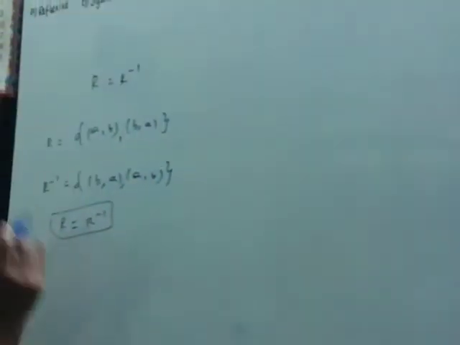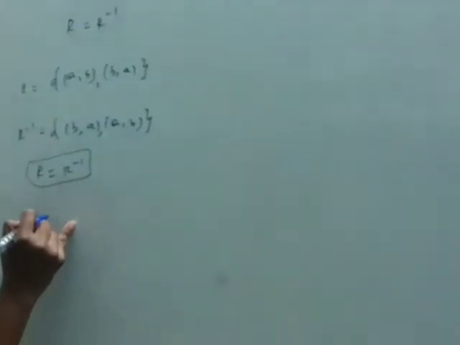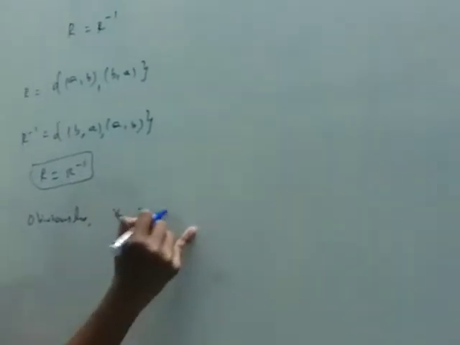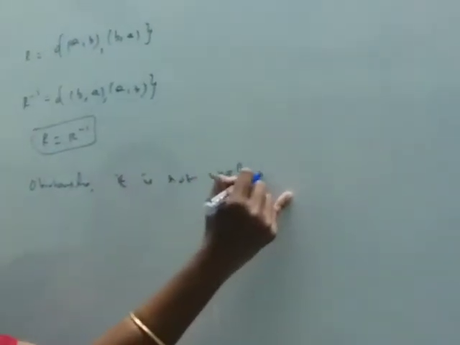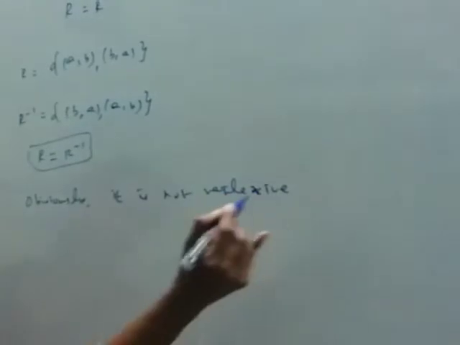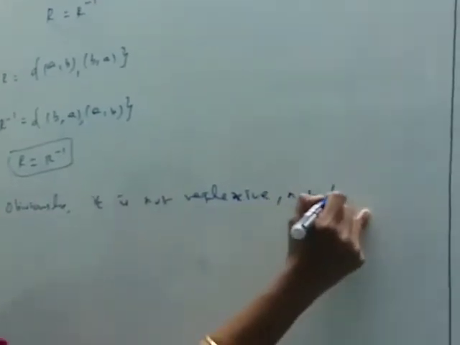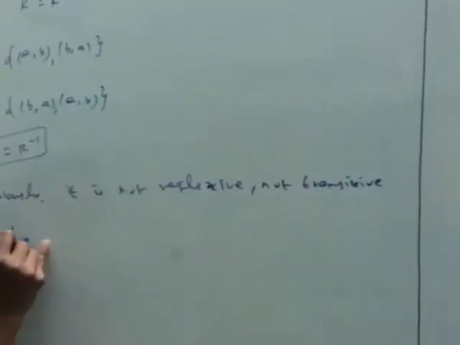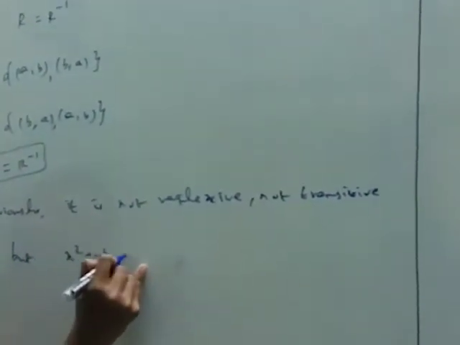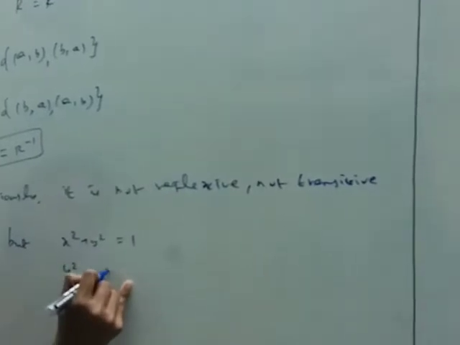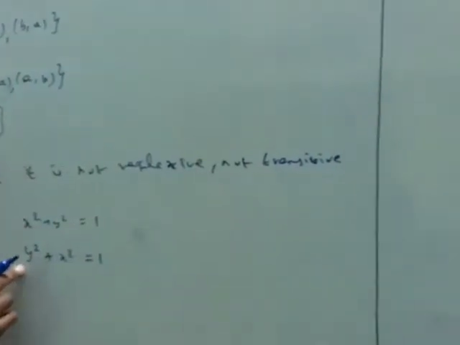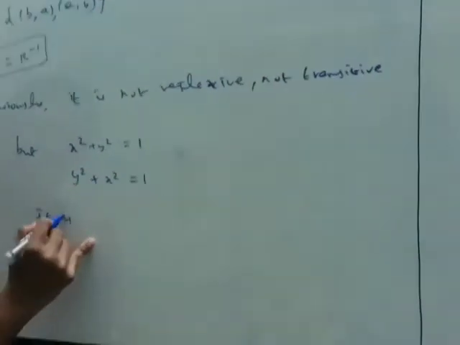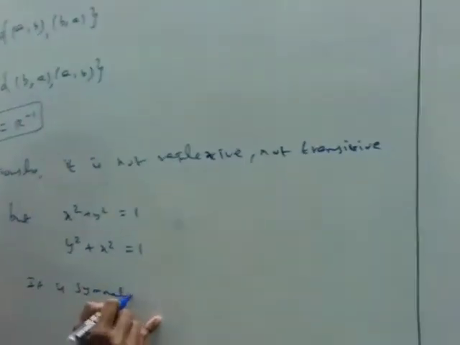So here also, obviously, we can see that it is not reflexive and not transitive. But here you have x square plus y square equal to 1. If y square plus x square is also 1, no? When you replace x by y and y by x, we get that same value only. So it is symmetric. Okay? So it is symmetric only.